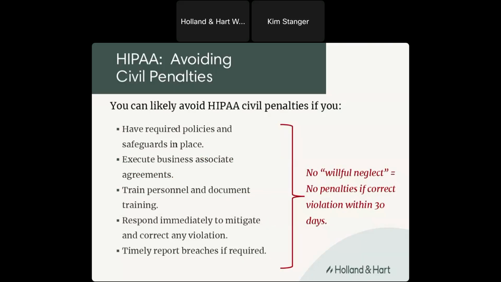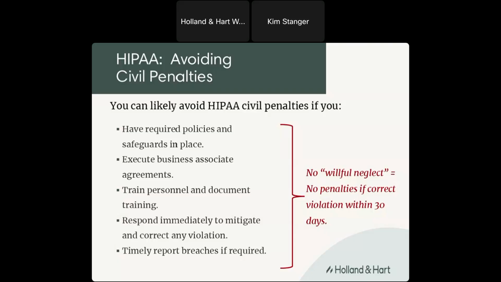What you want to do is try to avoid those HIPAA penalties if you can. What you need to do to avoid the civil penalties? Well, generally, if you do the following, you're going to be okay. If you have required policies and safeguards in place, if you execute business associate agreements, you train your personnel concerning the HIPAA rules and document that training, and you respond immediately to mitigate and correct any violation and timely report a breach if a breach is required.